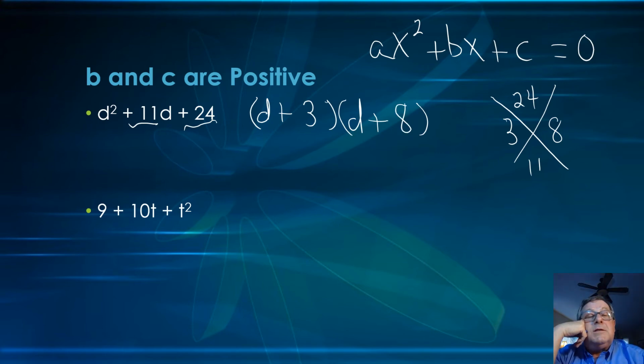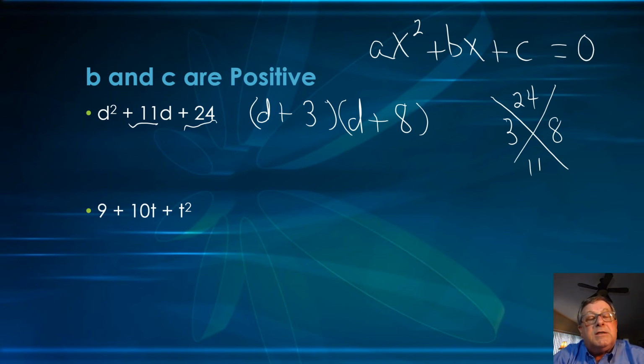Those are the two factors of d squared plus 11d plus 24. And if I wanted to, I could FOIL those back. Let's see, d times d is d squared, d times 8 is 8d, 3 times d is 3d, and 3 times 8 is 24. And then when I combine the like terms, the 3d and the 8d, well, shazam, that's 11d. And we got d squared plus 11d plus 24.